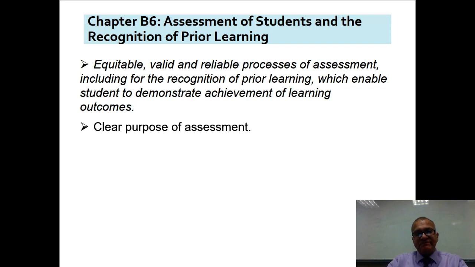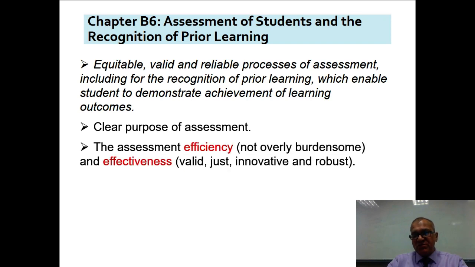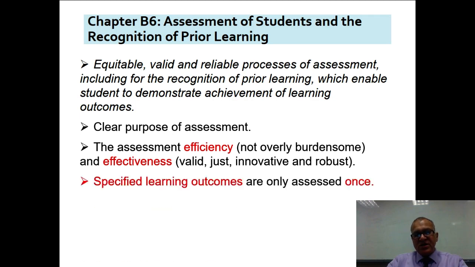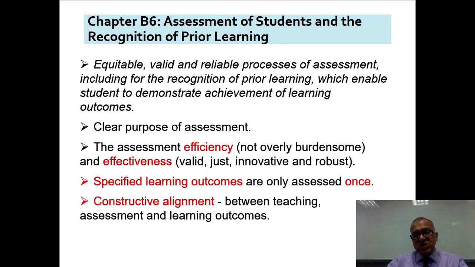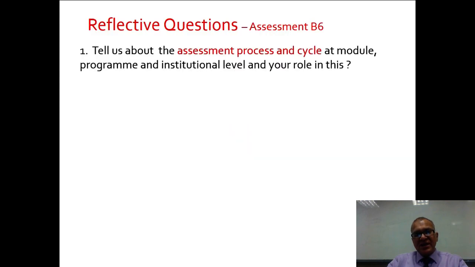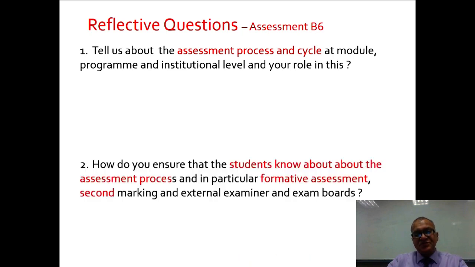So assessment should be clear, assessment should be efficient, which means not overly burdensome, effective, which means valid and fit for purpose, and robust. Specific learning outcomes should not be assessed more than once, and there should be constructive alignment, which means teaching, assessment, and learning outcomes should be interrelated. Let's look at the reflective questions. Tell us about assessment processes and the cycles at the module, program, institution level, and your role. Have these been assessed as per the requirement of the level?